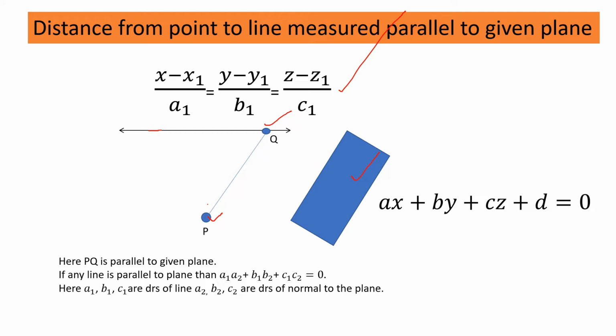If a line is parallel to a plane, we have a condition that is A1 A2 plus B1 B2 plus C1 C2 equal to 0. So by applying this condition, you can find the t value, and then you find Q, then you find the distance from P to Q. That is the required answer. That is the required distance.